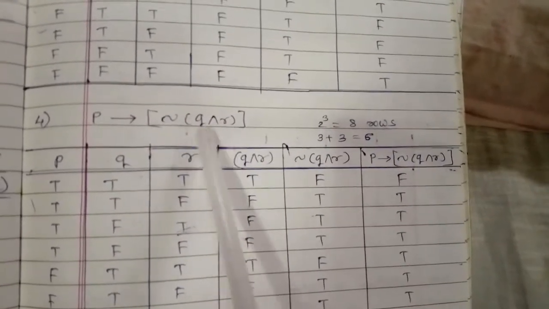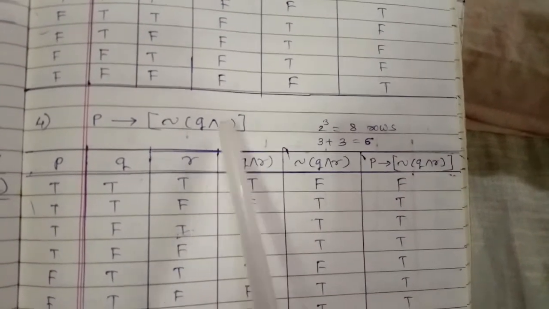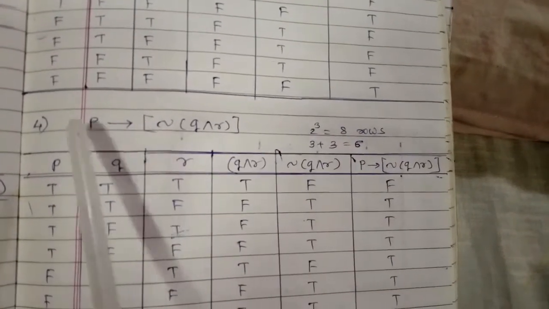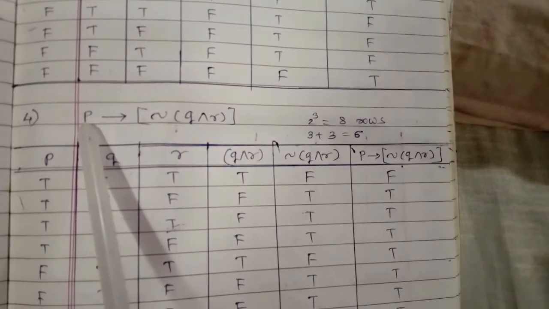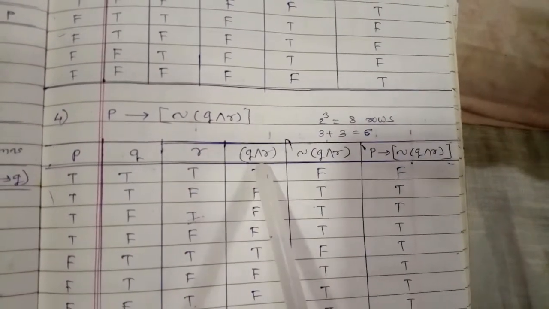So P Q R are the same as the previous example. Now see here, P conjunction R. First I am writing this, that is P conjunction R. After that we have to take the negation of this bracket, so I am writing this one, and after that we have to take the conditional of P with this bracket. So first I am going to write the conjunction of this bracket, that is Q conjunction R.